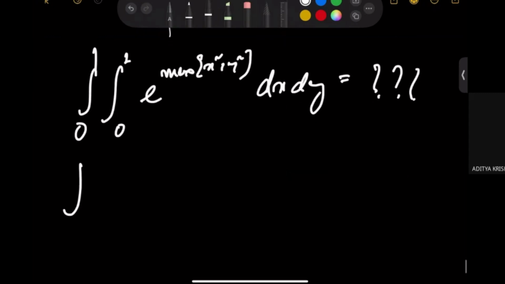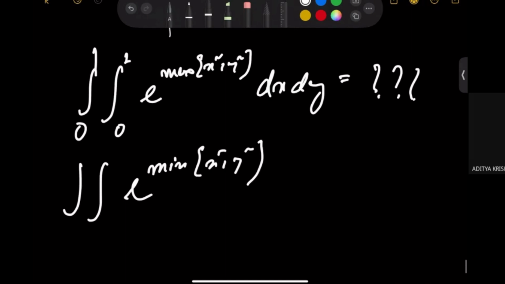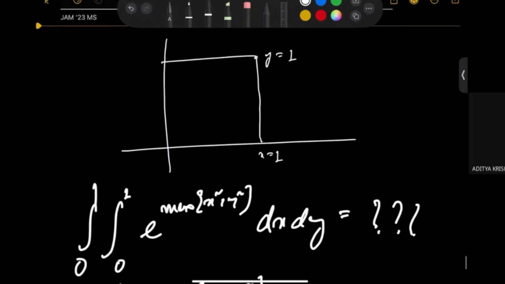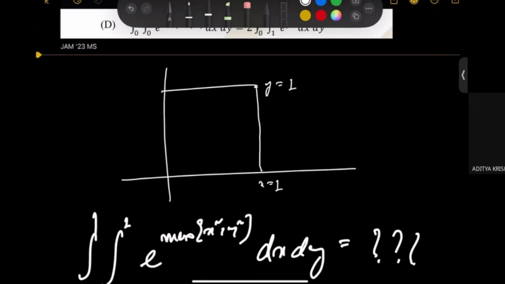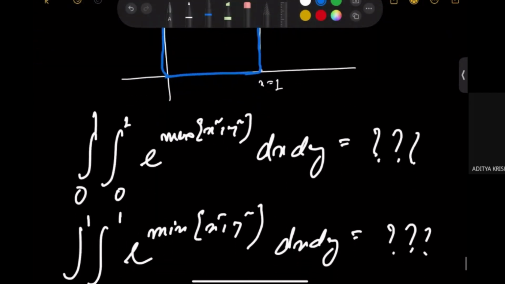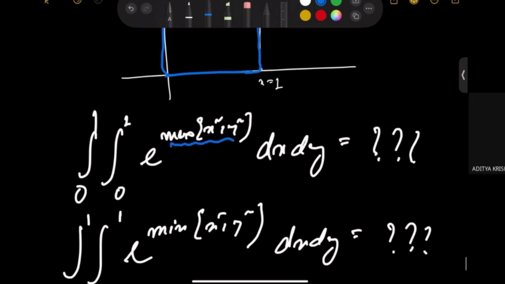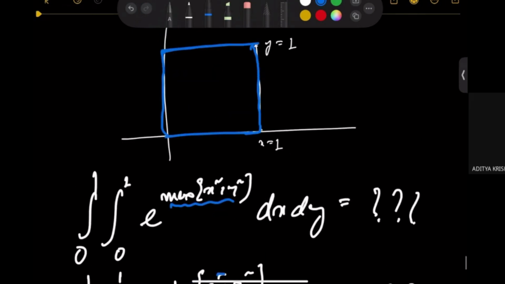The second question is e power min, minimum of x squared and y squared, dx dy, 0 to 1, 0 to 1. How would you do this problem? The region is the unit square. You have to integrate these two functions, e to the power max of this and e to the power min of this, over this unit square. How would you take care of it?